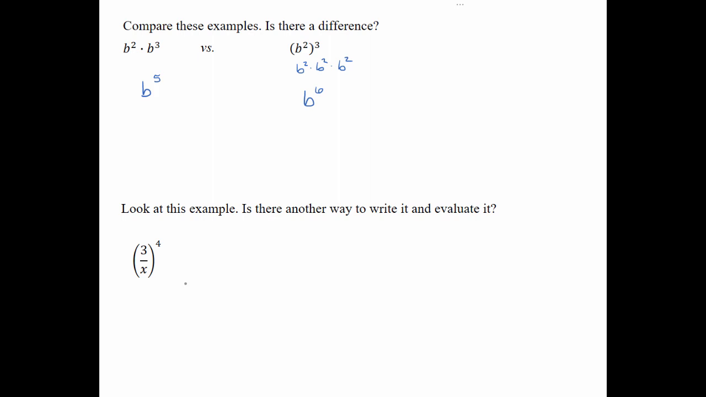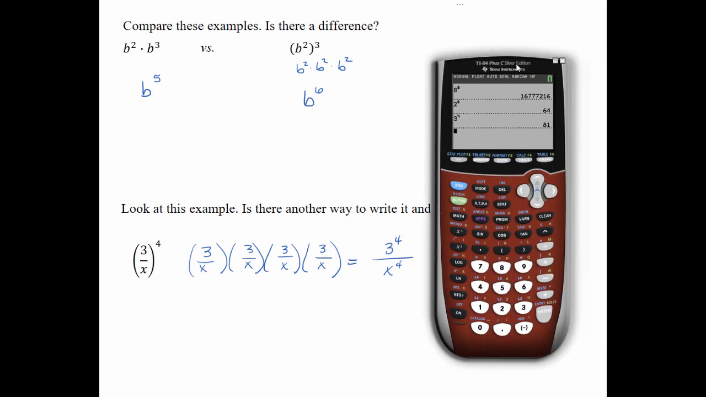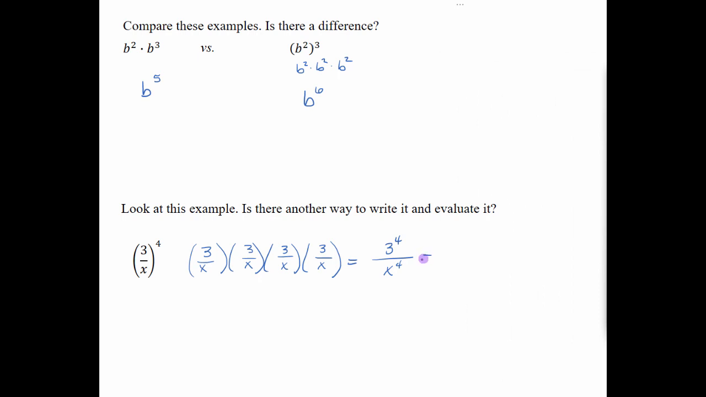Look at this example. Is there another way to write it and evaluate it? First, let's write it out in expanded form. It's 3 over x times 3 over x times 3 over x times 3 over x. So isn't this the same as 3 to the 4th over x to the 4th, since we multiply fractions straight across? And we put 3 to the 4th in the calculator, and we're going to get 81. So this is 81 over x to the 4th.